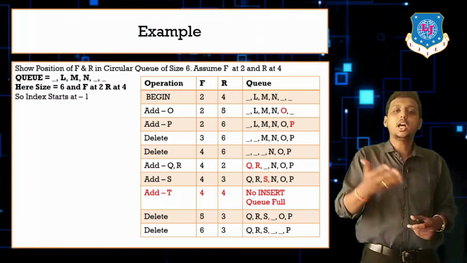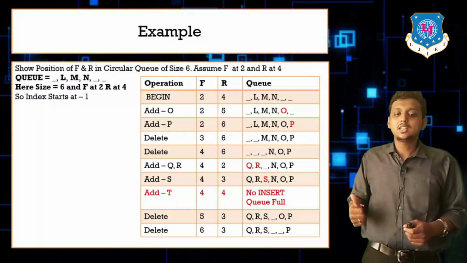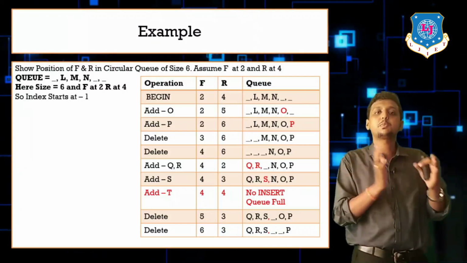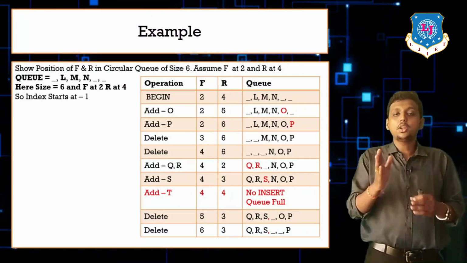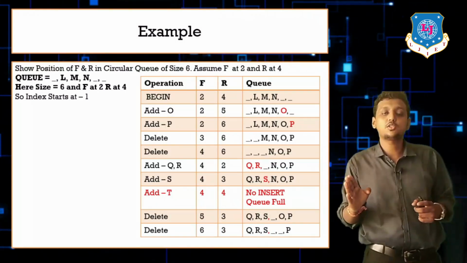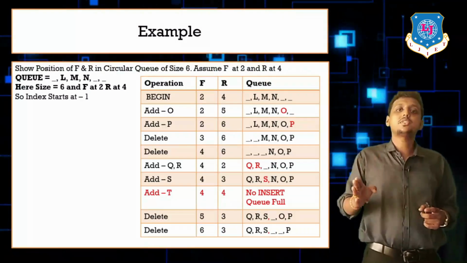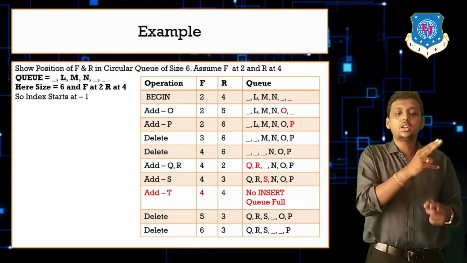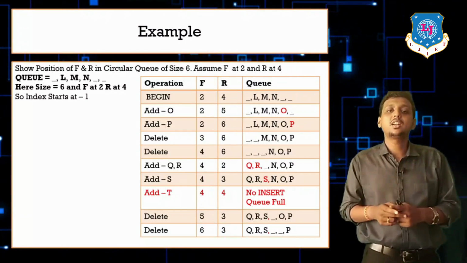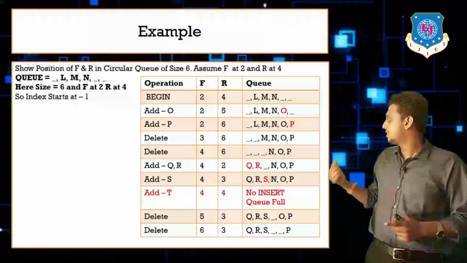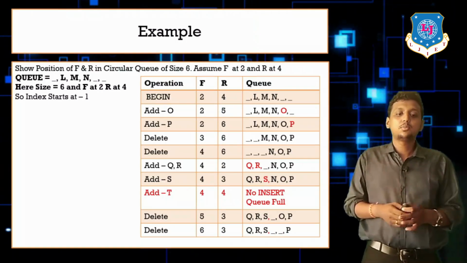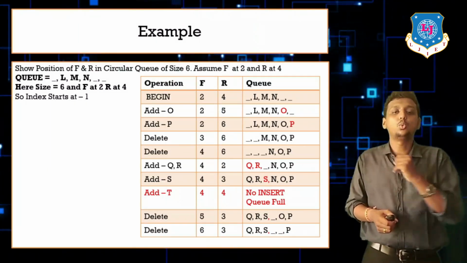Now add Q and R. See, in this queue, you already have some space at the first position. Your rear pointer is at 6. This is the circular queue, so you can directly move towards the first position. Instead of 6, it goes to 1 for inserting Q and again to 2 after inserting R. So this is my queue after inserting Q and R. The positions of front and rear are 4 and 2.